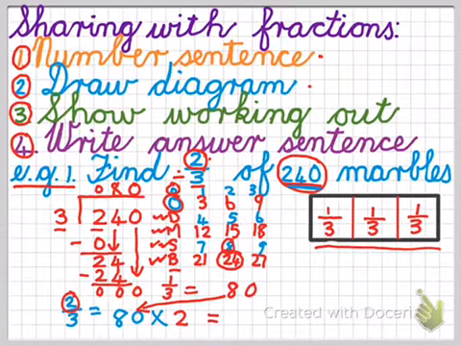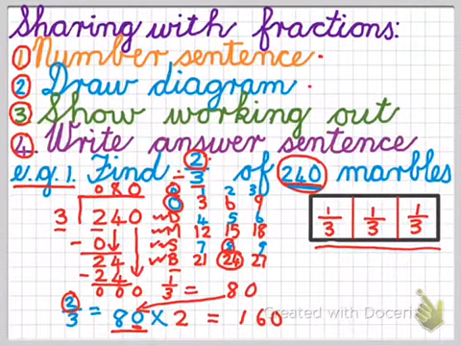And once again, if you have a bigger number here, then you use your normal long method for multiply. Today, we can easily multiply 80 by 2. And we know, of course, that 2 8s are 16, so we can write down a 16 there, and we can then put on our 0. And there we have our 160 marbles. Let's write that down.